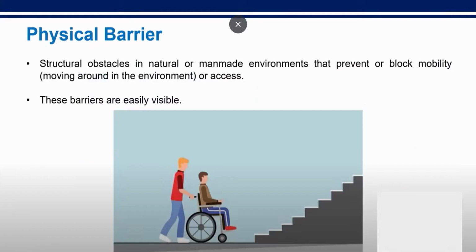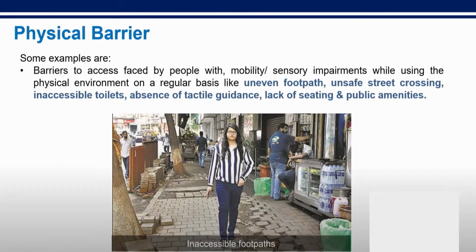Then physical barriers: the structural obstacles in natural or man-made environments that prevent or block mobility or access. The photograph shows the building is not accessible, as there are no ramps to access the building for a wheelchair person. As we discussed, a person with a wheelchair cannot access the building due to no provision of ramps.